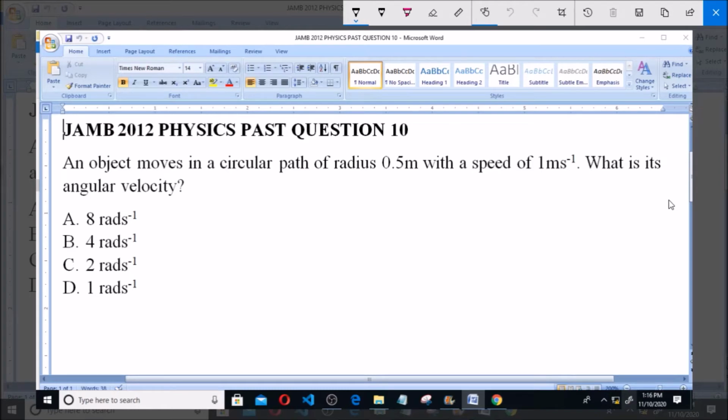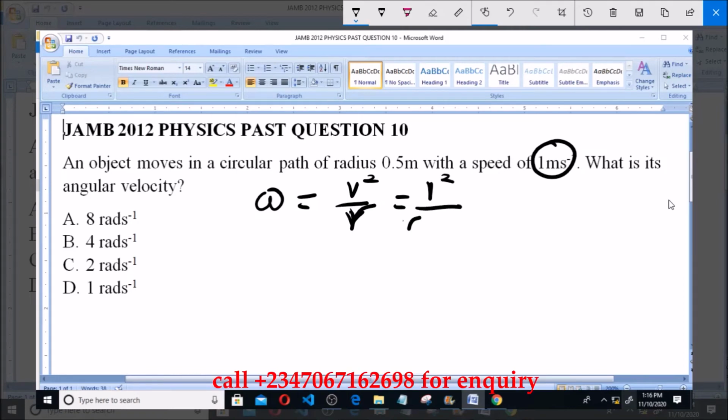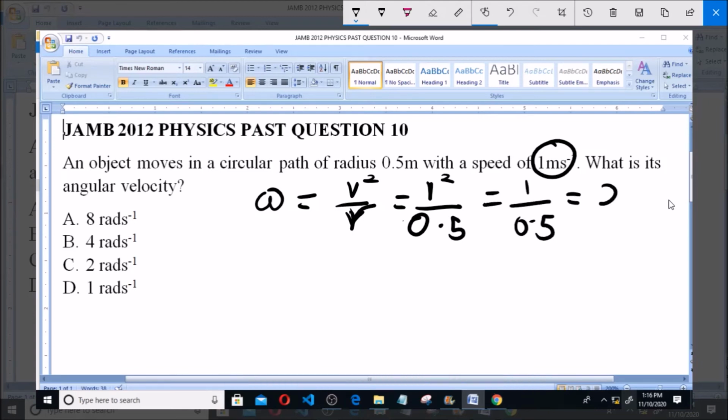So angular velocity omega is given as v over r. The velocity v is given to us as 1 meter per second, and r, the radius of the circular path, is 0.5. So this is equal to 1 over 0.5, which is equal to 2 radians per second. So 2 radians per second is option C, which is the answer to this question.